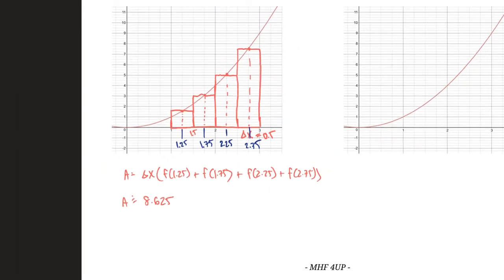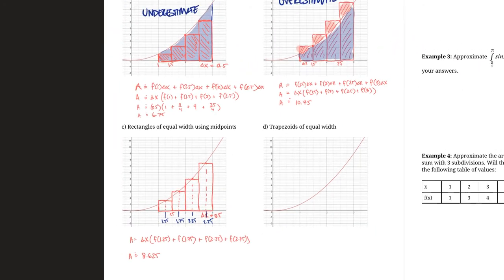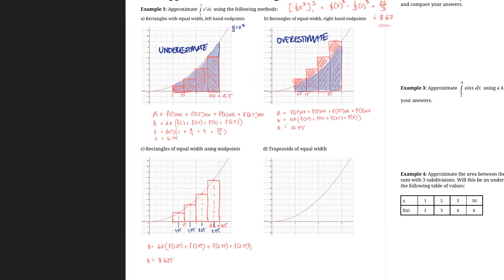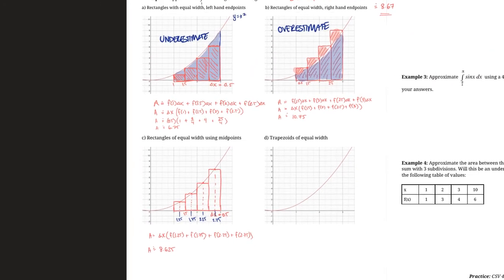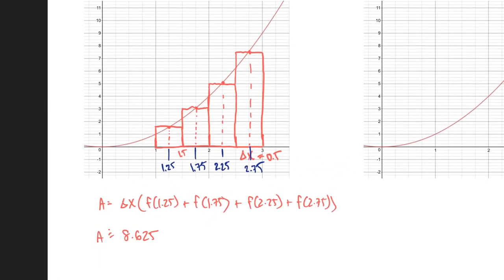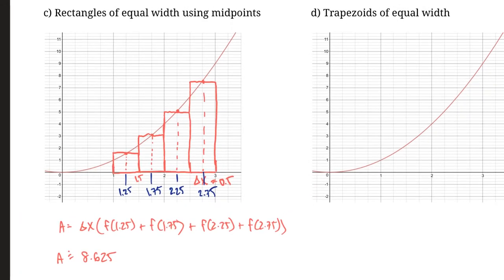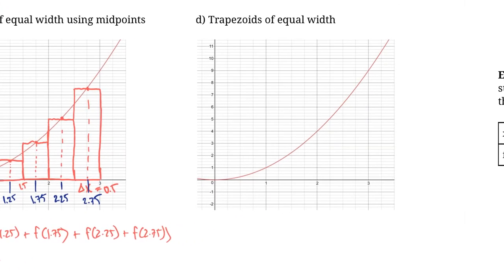I got 8.625, which if we go back, that's very close because our actual answer is 8.66667, right? So that's actually very close. It's a much better estimate, right? A little bit more difficult to find, but a much better estimate. So that's another way we can approximate it, which may be more accurate.